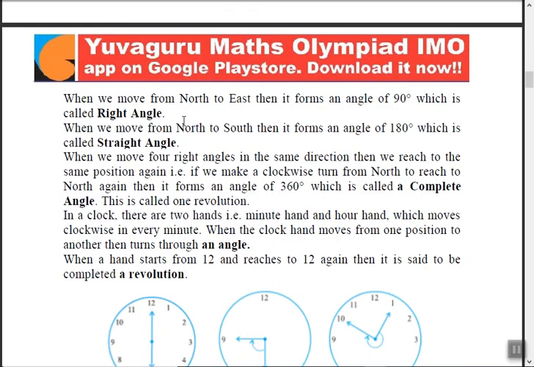So north and south are at a straight angle. East and west are at a straight angle. North and east are at a right angle. North and west are at a right angle, and so on. Now you can definitely know.